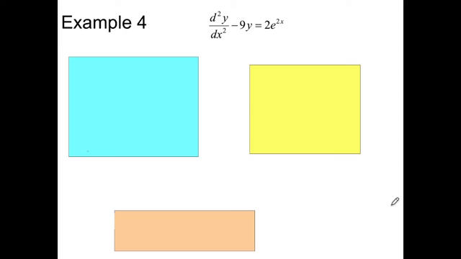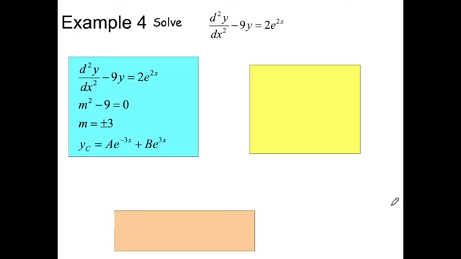Example 4. Solve this equation. We write down the auxiliary equation, m squared minus 9 equals 0. So we have m equal plus or minus 3. So our complementary function is A e raised to the power negative 3x plus B e raised to the power 3x.